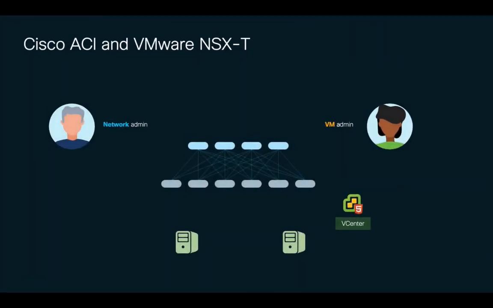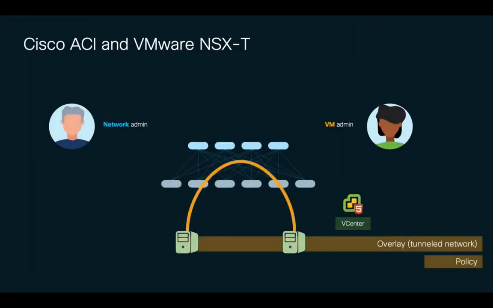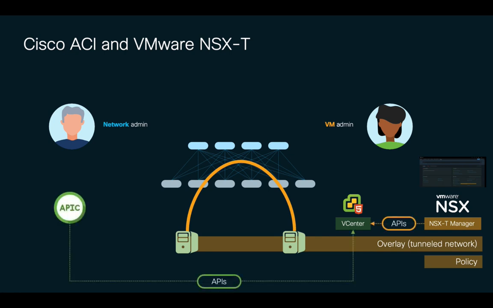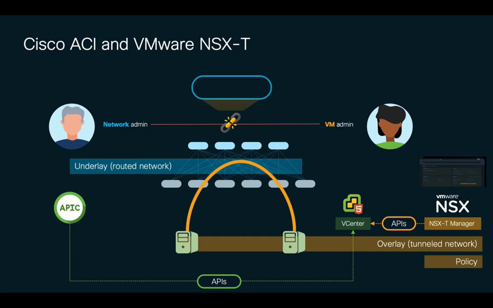With NSXT, VM admins may configure a network overlay and its policies through a separate management tool called NSXT Manager. NSXT Manager connects to vCenter through APIs, just like Cisco APIC. In order to provide an overlay, NSXT uses a physical network or underlay, which is a routed network commonly configured by the network admin, and which is not integrated to an NSXT virtual network in terms of configuration, policy, and visibility.